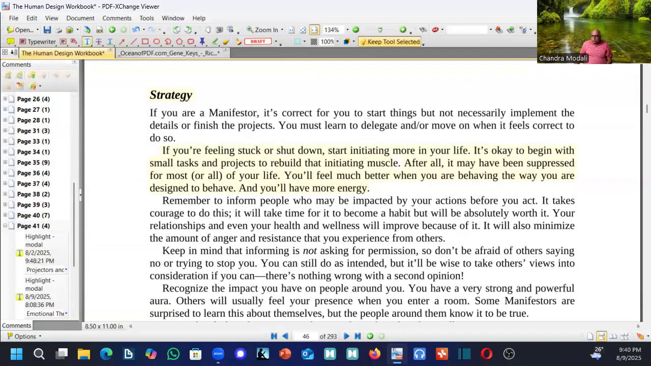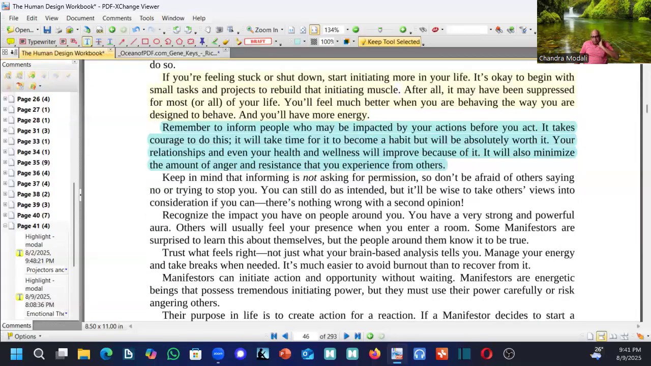It takes courage to do this. It will take time for it to become a habit, but it will be absolutely worth it. Your relationships, and even your health and wellness, will improve because of it. It will also minimize the amount of anger and resistance that you experience from others. That means we can be under the influence of what we are creating or what others are creating.